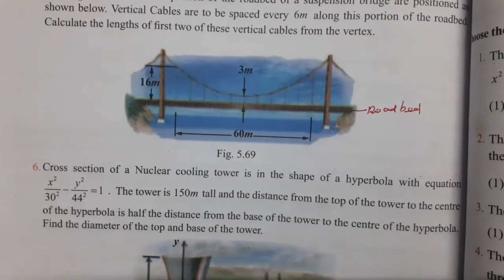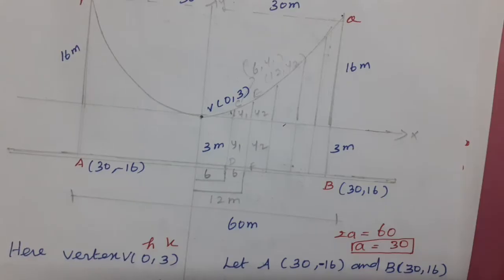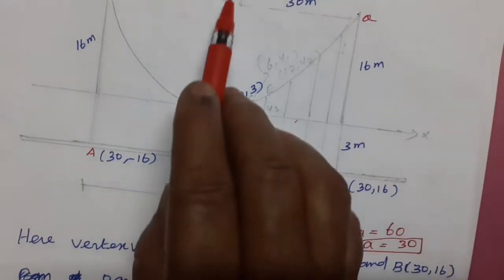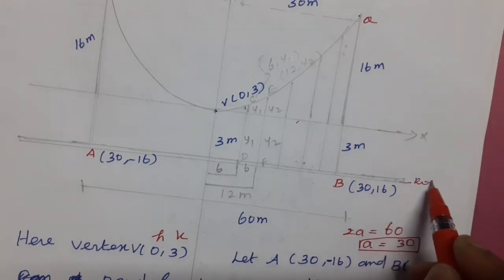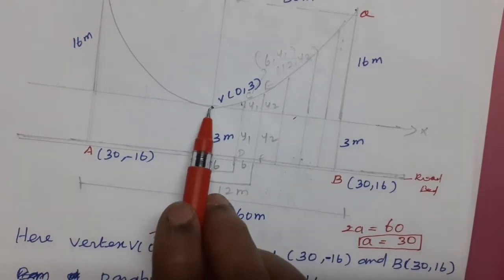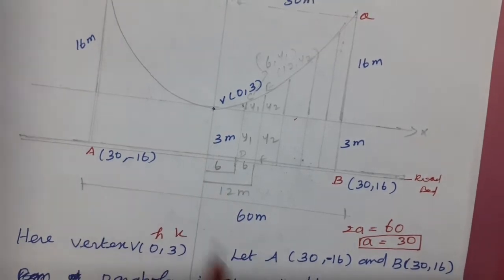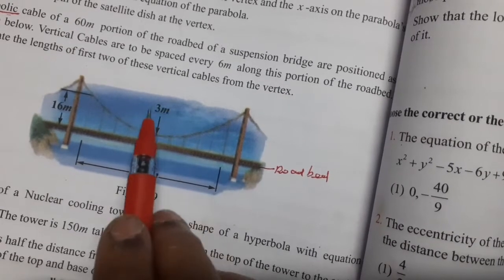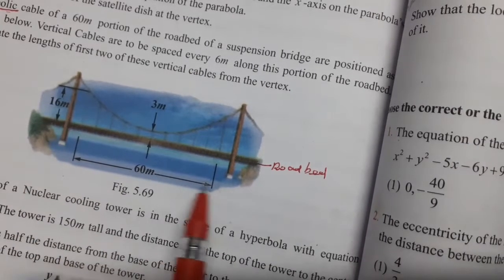So listen, go through the diagram. I will also draw the diagram and explain now. Now see the diagram. This is the X axis. This is the Y axis. This is the roadbed. From the roadbed to the cable vertex, the parabolic cable is 3 meter height. The question itself gives the 3 meter roadbed distance. 16 meter is also given, and 60 meter wide is also given.